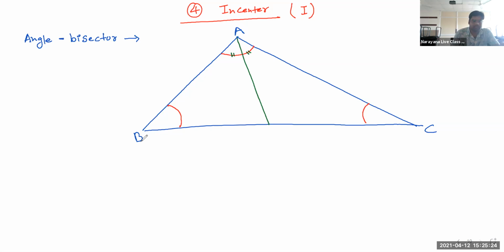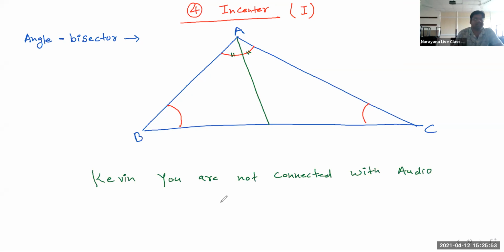Where is the chat? One second. Okay, I'm writing on the screen so that he will know what to do. I'm writing: Kevin, you are not connected with audio. Connect with audio.